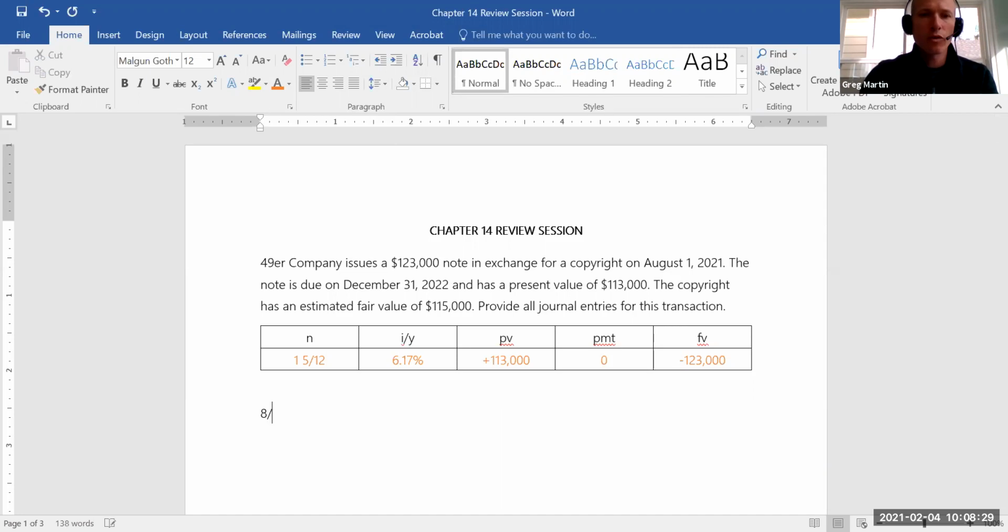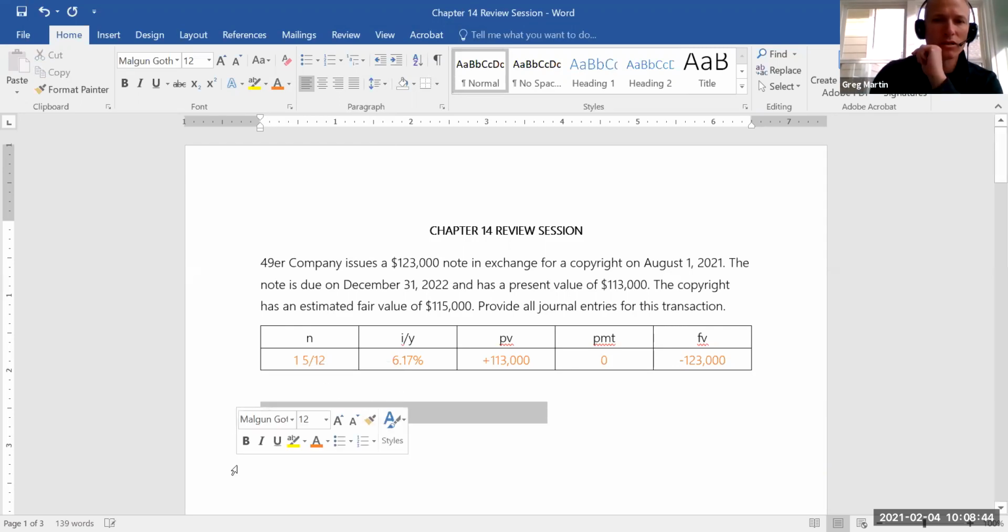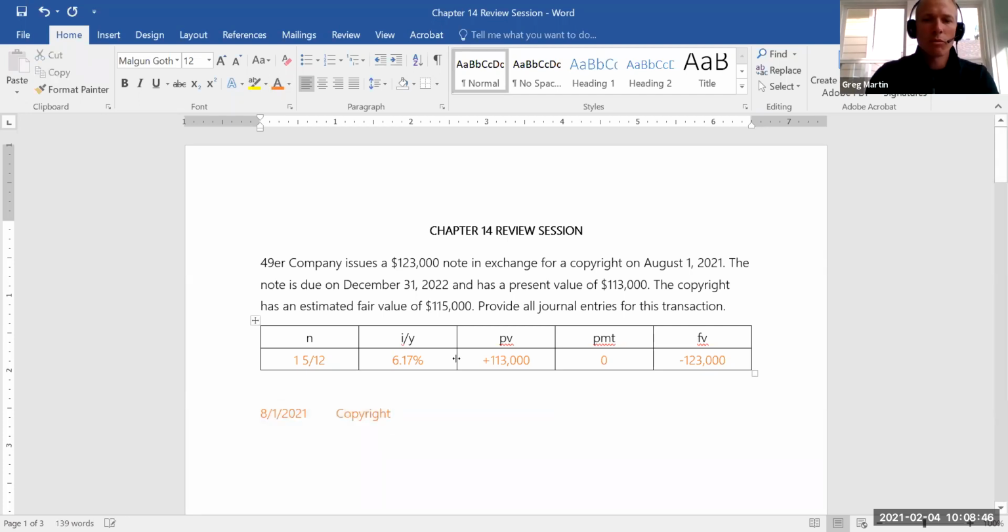First journal entry is, of course, the issuance. All right, we'll get that in a second. So 8/1/2021. And of course, the company receives the copyright. It really does not like this, does it? Company receives the copyright.